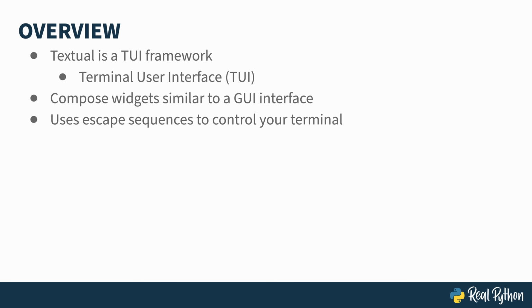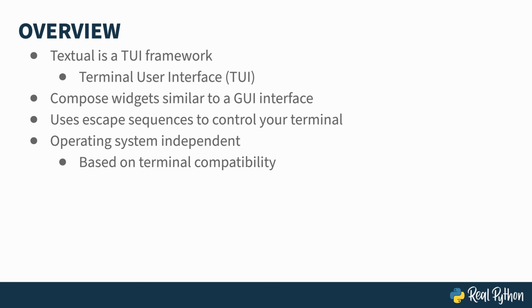Of course, that means the interface is a little chunkier than a pixel-perfect GUI, but you'd be surprised just how much you can accomplish. By focusing on the terminal and being a Python library, your TUI is more or less independent of the operating system. Different OSs come with different terminals, so you may have restrictions on how many colors can be used at once, but for the most part, if you can open a terminal, you can use a Textual application.